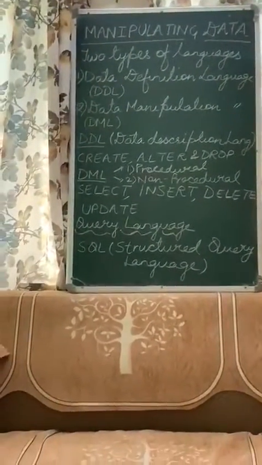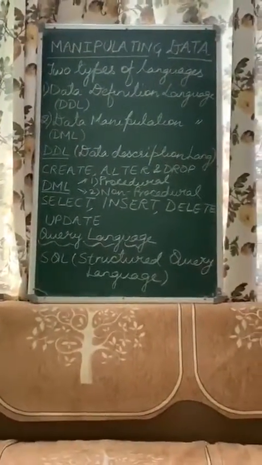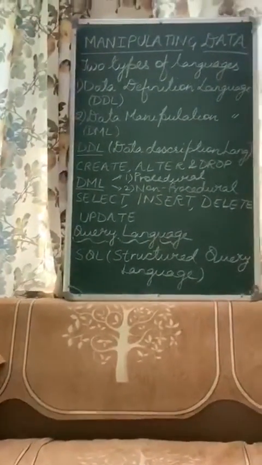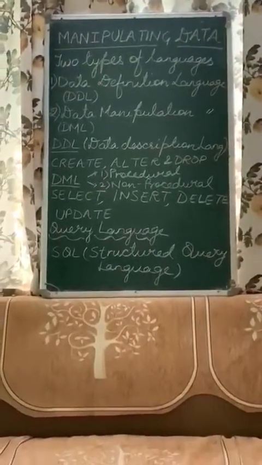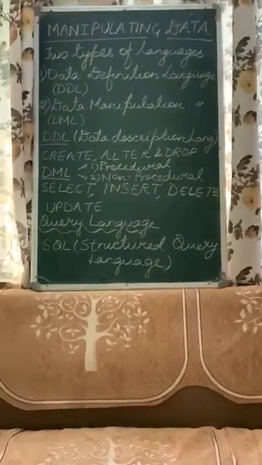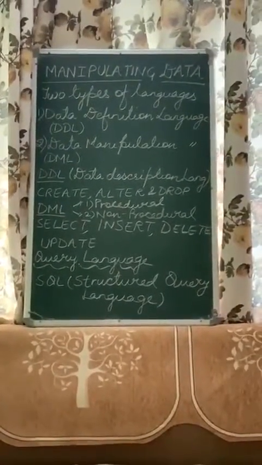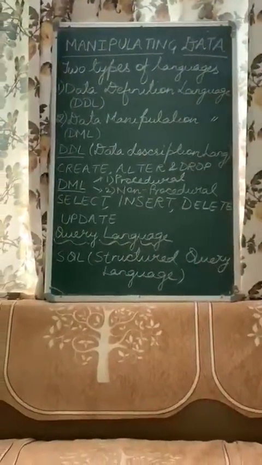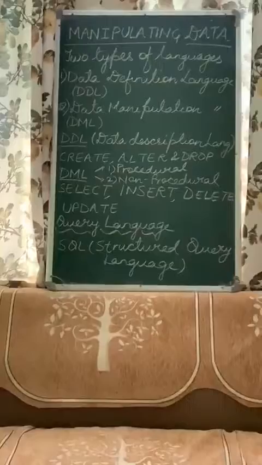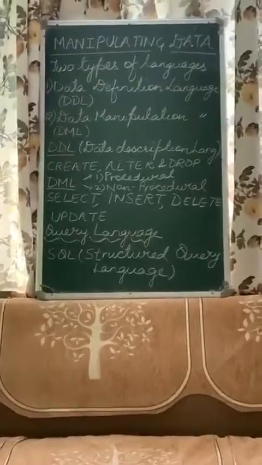Now query language. Query language is a part of DML that involves information retrieval. That means if you want to get the data from the database, you use query language. So we can just say that data manipulation language and query language are used synonymously. The popular data manipulation language that you have to study is structured query language, that is SQL. This language is used to retrieve and manipulate the data in a relational database.